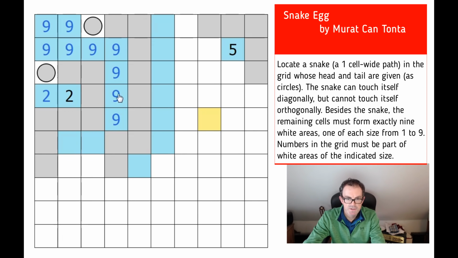Now I see something. If we think about this, we know that there are some grey cells up in the top right of the grid, and we've got two snake ends down in the bottom left. So somehow we have to connect these four things to each other. How are we going to do that?